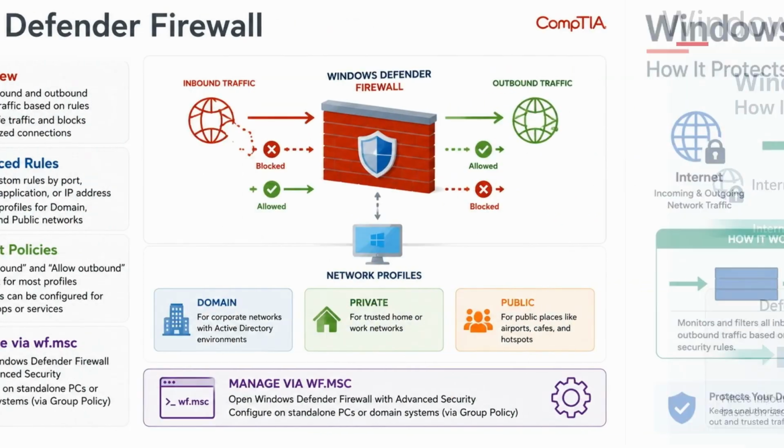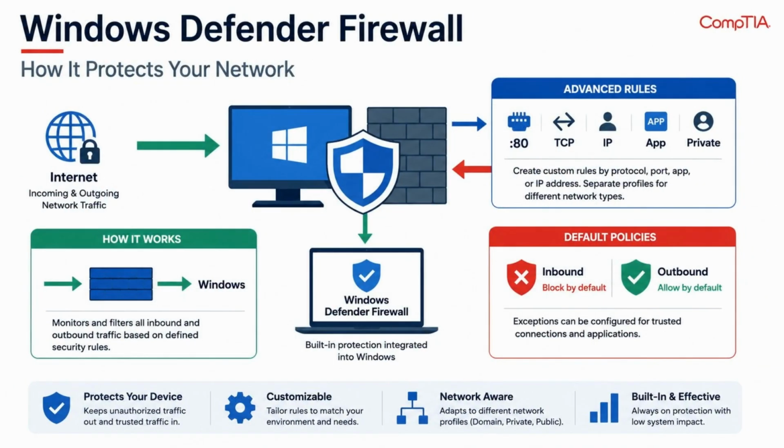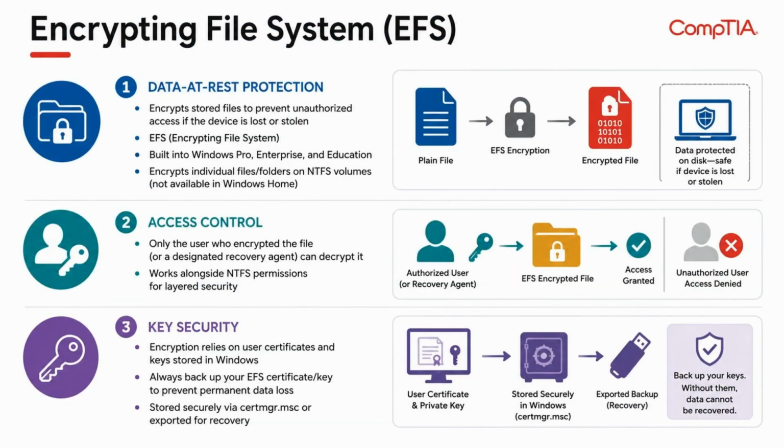Here's what Windows Defender Firewall with advanced security actually looks like. Notice the inbound and outbound rule lists you'd configure directly. The encrypting file system provides data at rest protection, encrypting stored files to prevent unauthorized access if a device is lost or stolen.